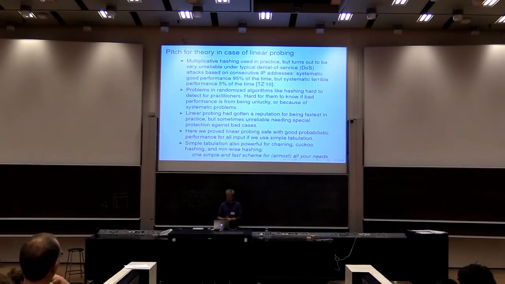So simple tabulation hashing is, as I say, a powerful thing. It works for chaining, cuckoo hashing, and minwise hashing. Well, some exceptions, but it's almost all you need. And the almost is why I'm going to continue this talk.